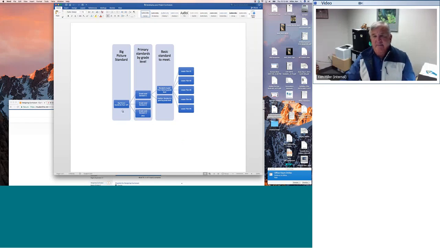So, for example, on this one, this is a big picture. This is one of the big picture standards from OPI. And what you would do is go to the website at Office of Public Instruction. You'll find various major goals, big picture goals, and then from there you'll take those and break those apart then into these primary grade levels.